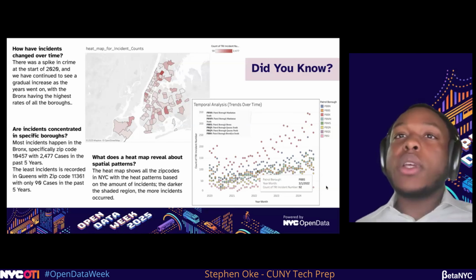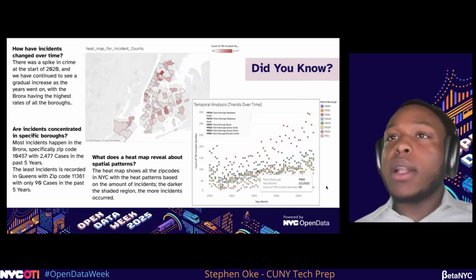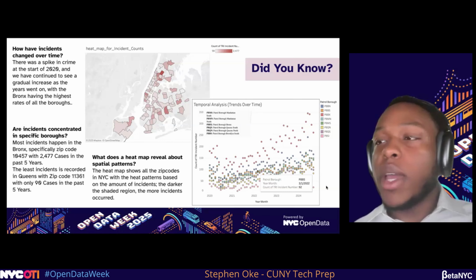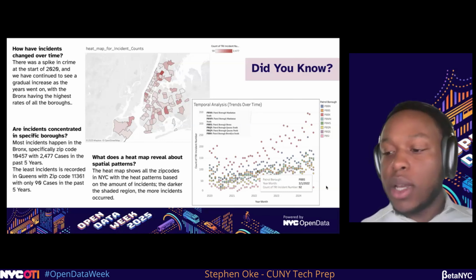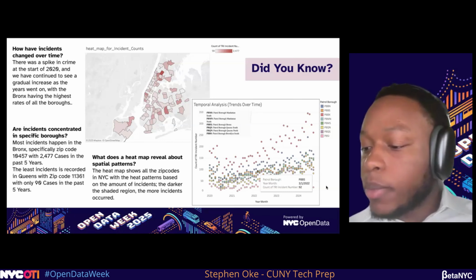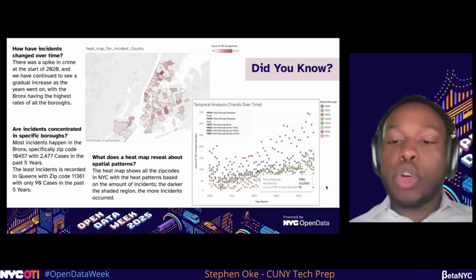So for the incidents that changed over time, we had the heat map that was grouped by the zip codes, and we had the temporal analysis that was grouped by the precincts, and we had the crime rate that was grouped by boroughs with the graph, and we're going to show that in the next slide.